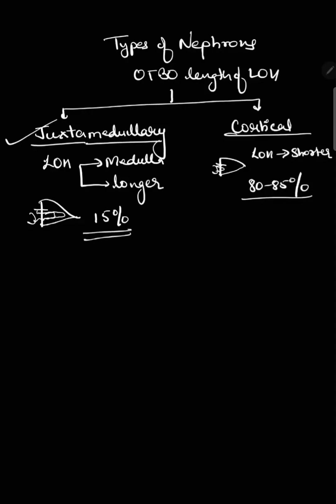When we study the counter current mechanism and the conservation of water, we will once again study the differences in these, which is more beneficial to us and which is less beneficial to us. Then we will come to know about the benefits of having a long loop of Henle and a shorter loop of Henle.